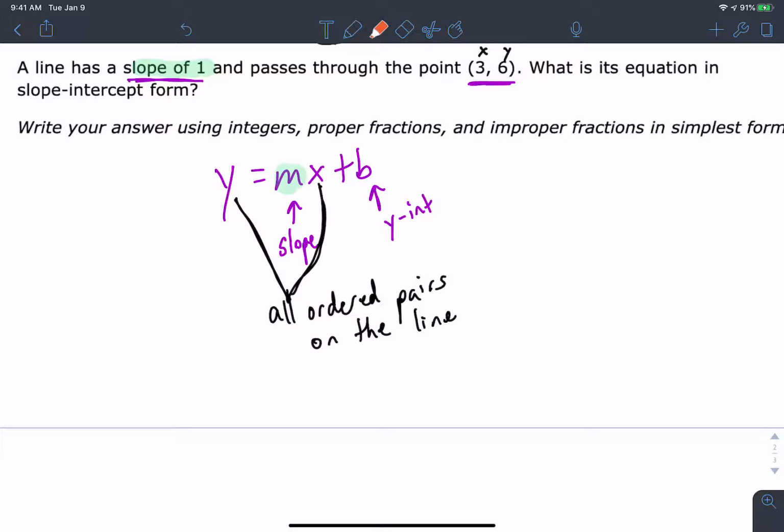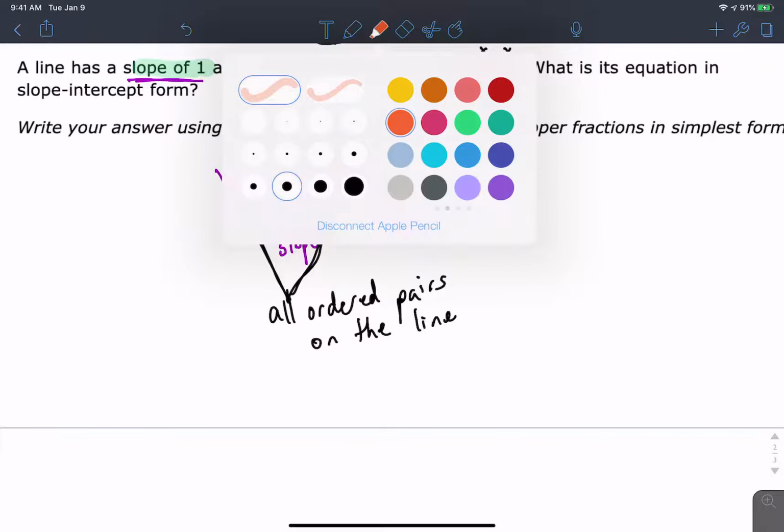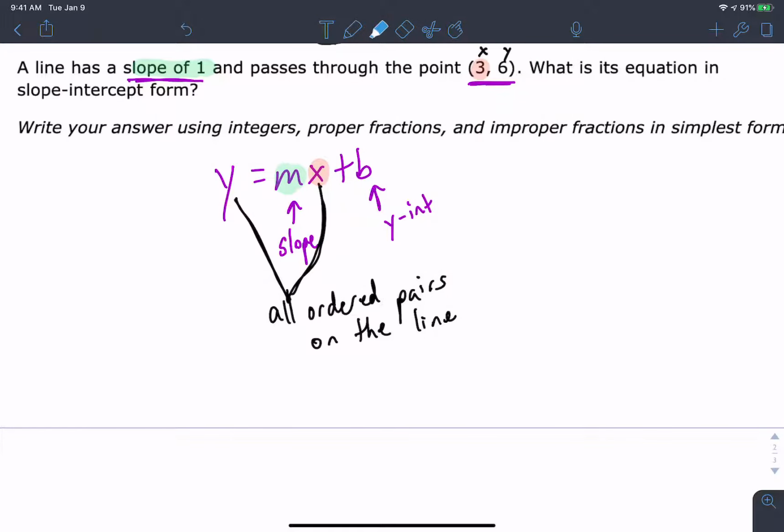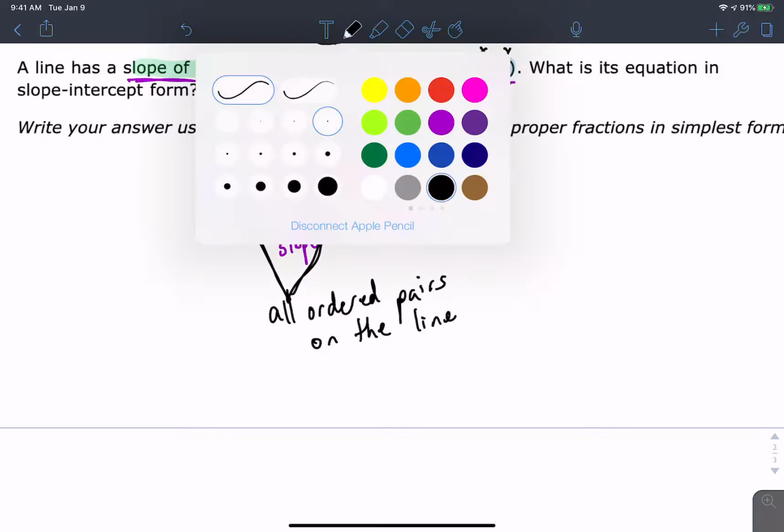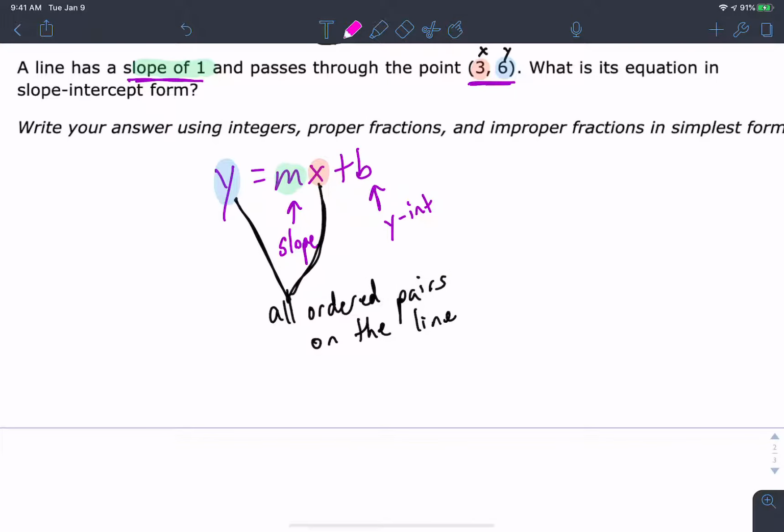So in our y equals mx plus b, I know I have an x value, and I also have a y value. So the only thing I'm missing is the b. So we plug in what we have and solve for what we don't have. I know my y is 6, my m is 1, so for m I'm going to plug in 1. For x, I'm going to substitute in 3. And then what I don't know is my b.